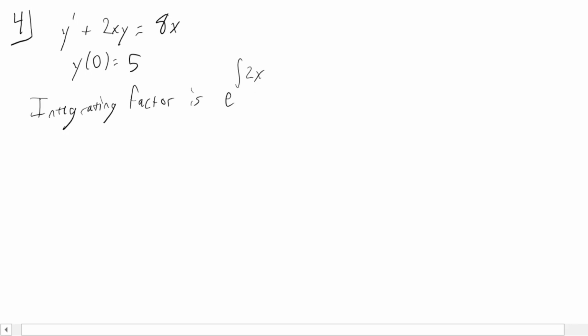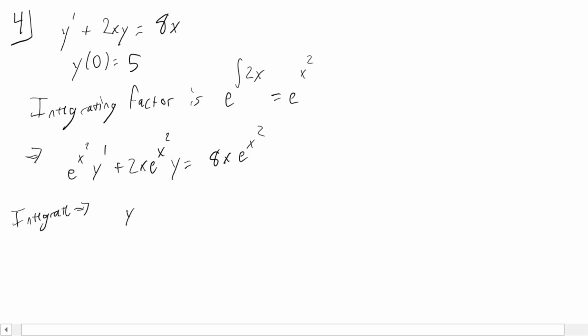x squared. So when we multiply both sides by this, we get e to the x squared y prime plus 2x e to the x squared y equals 8x e to the x squared. Now this left side is the result of a product rule and chain rule, and so when we take the antiderivative of both sides, we get y times our integrating factor, e to the x squared, equals 4e to the x squared plus c. Now this 4e to the x squared comes from a u sub.